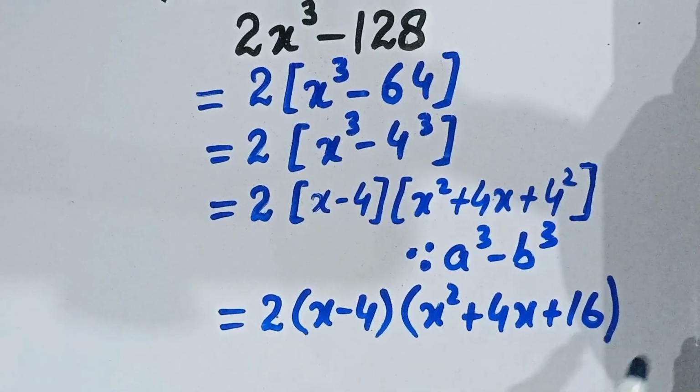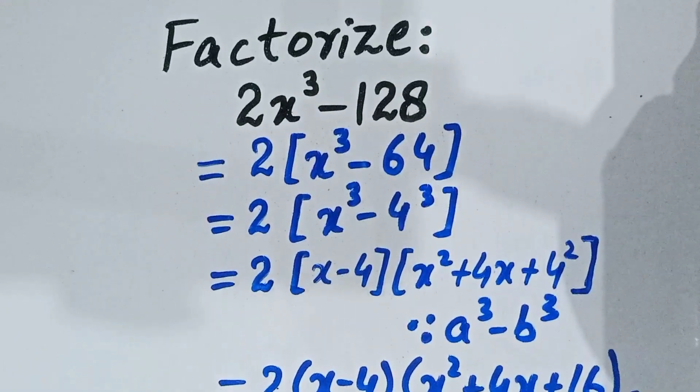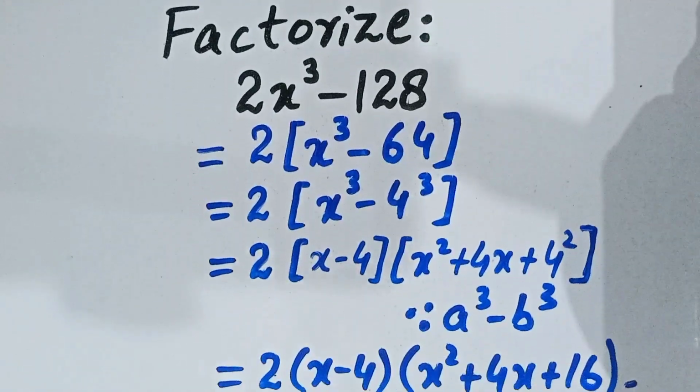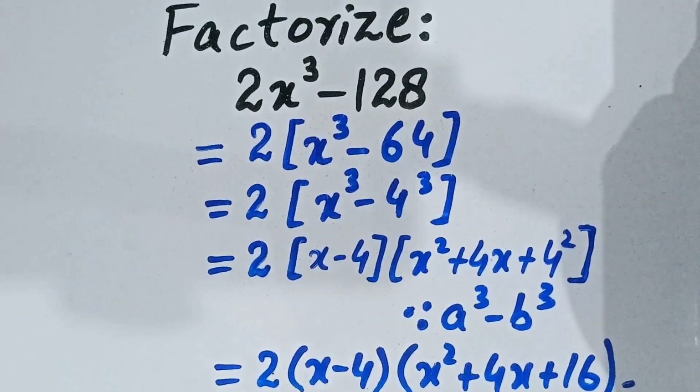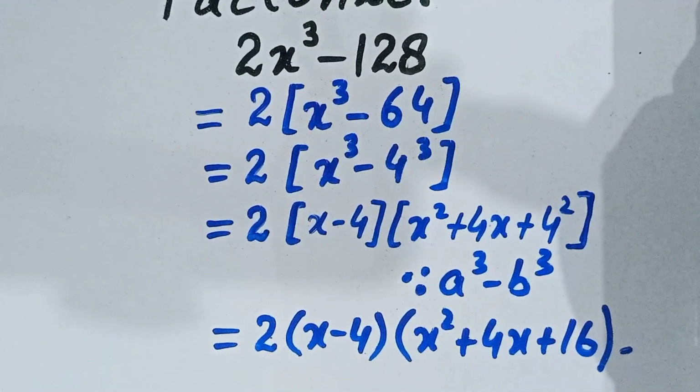So we have factorized the above algebraic expression, 2x³ minus 128, by taking 2 as a common factor and applying the a³ minus b³ formula.